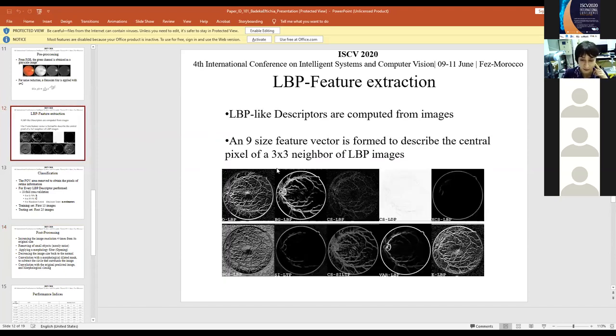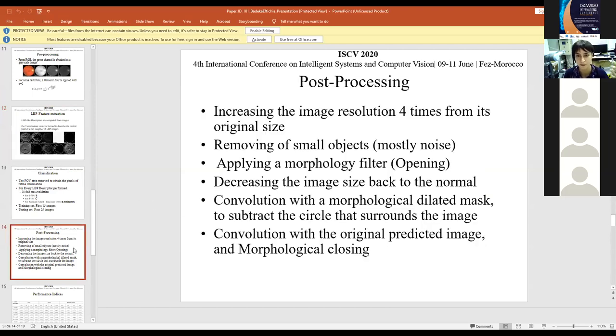As you see here, we have this error. This is from the LBP extraction. It obtains this as information, but it is not necessary. So that's why we perform the post-processing.